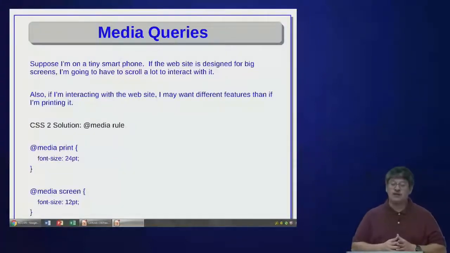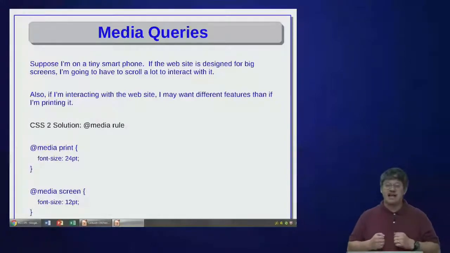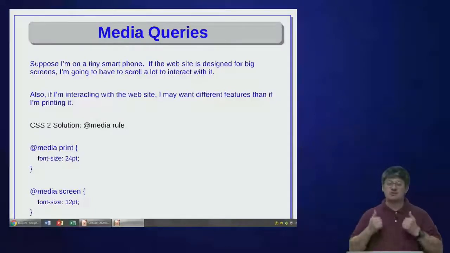So this is all really cool stuff, but really the biggest and most important part of CSS3 is support for smartphones and mobile devices. So suppose that I have a tiny little smartphone screen. If I pull up a website designed for desktop computers with large screens, it may not look very nice, and I'm going to have to scroll around a lot to interact with it. That's really annoying and really frustrating.